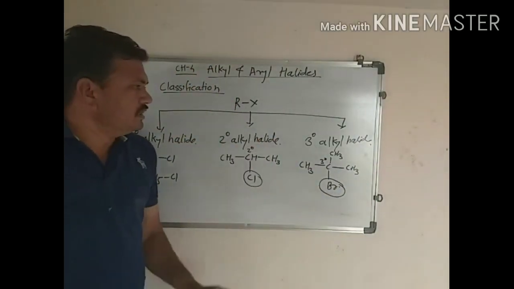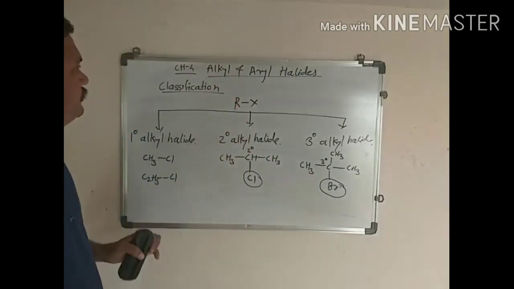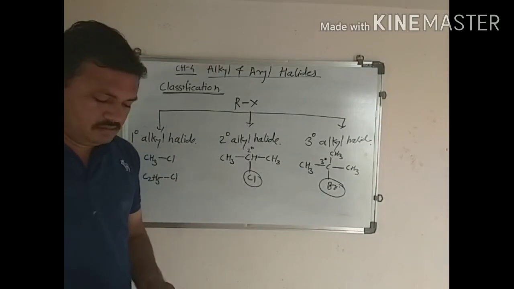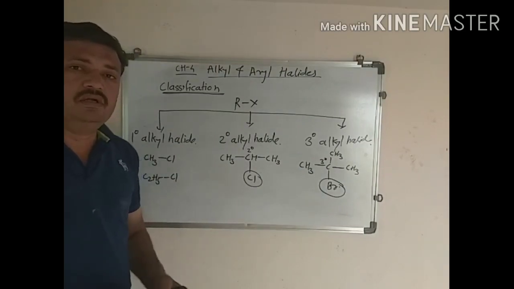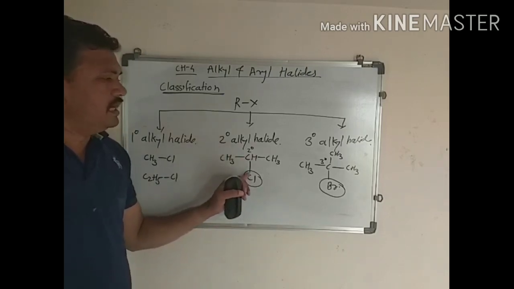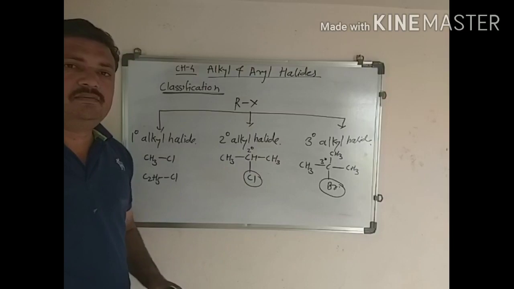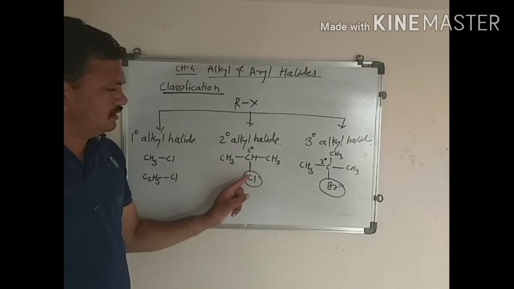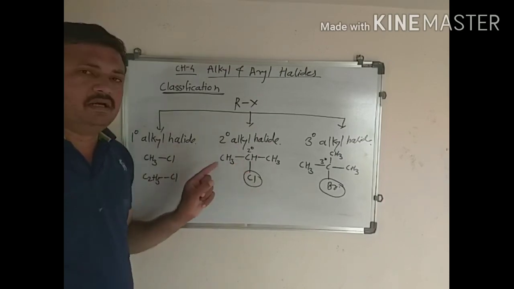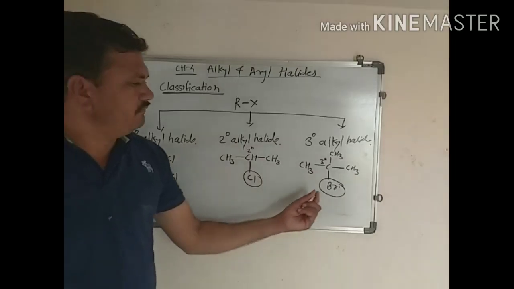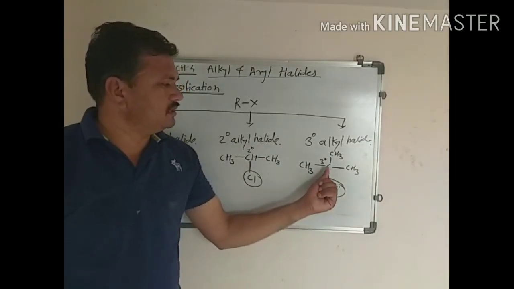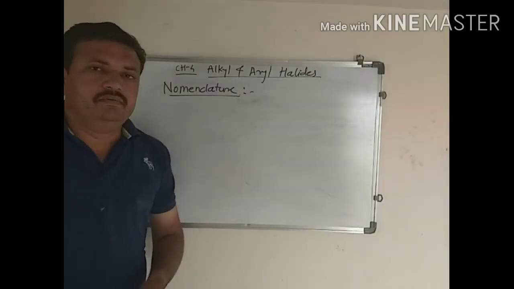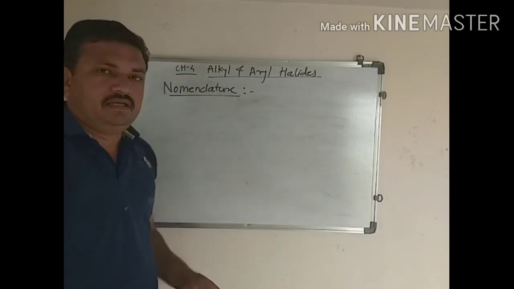Okay, understand? I will repeat again. The classification of alkyl halides depends upon the halogen atom attached to which carbon atom. If the halogen atom is attached to a primary carbon atom, it is known as primary alkyl halide. If the halogen atom is attached to a secondary carbon atom, it is known as secondary alkyl halide. And if the halogen atom is attached to a tertiary carbon atom, it is known as tertiary alkyl halide. Okay. In the next part, we will see the nomenclature of alkyl halides.